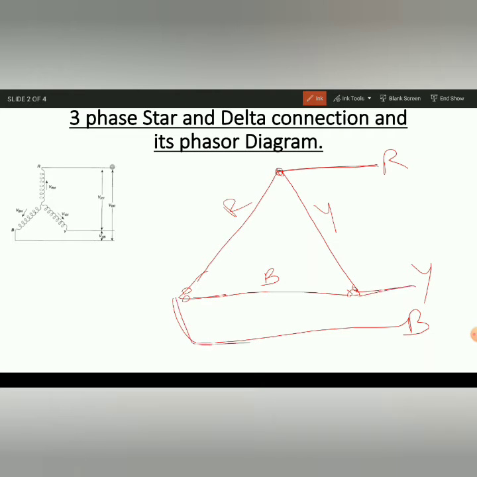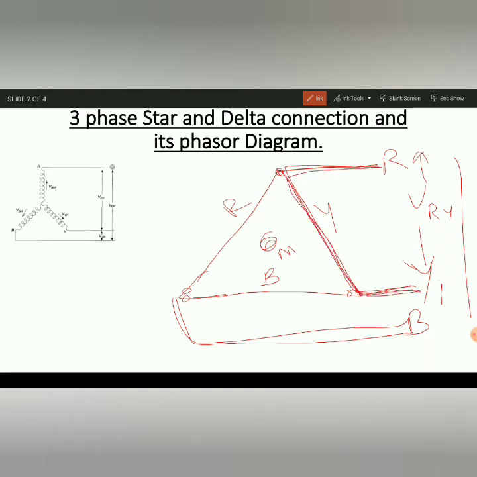Suppose you assume this is a motor, so we apply line voltage. See here VRY, here VYB, and here VBR. We apply line voltage. Now see here, you apply line voltage between these.